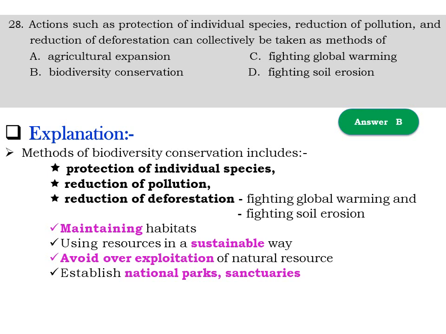As we reduce deforestation, we are fighting global warming and fighting soil erosion. So the answer is B.